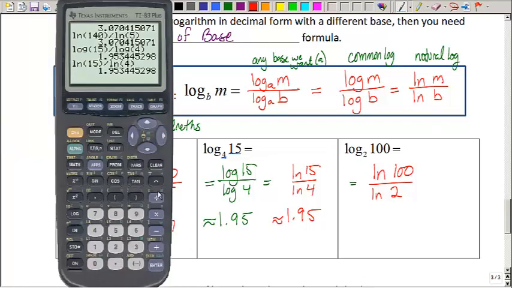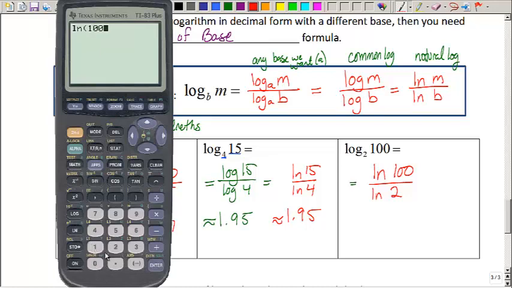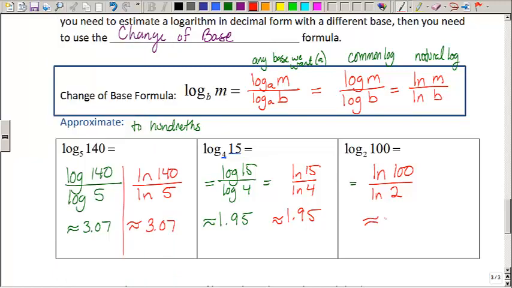Take out my calculator. Let's clear out what we have here and write ln of 100 divided by ln 2, which gets me 6.64. And that's how we approximate logs of any base.